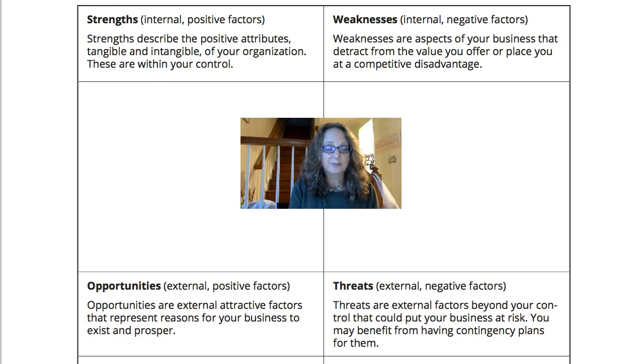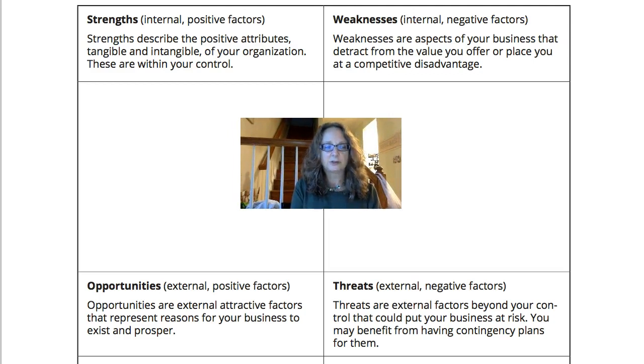The SWOT analysis template is normally presented in a grid form, as you see here, with four sections. In the upper left-hand corner is strengths, and the upper right-hand corner is weaknesses. These are internal to the company. The lower left-hand corner is opportunities, and the lower right-hand corner is threats. Those are external to your company, outside of your company.